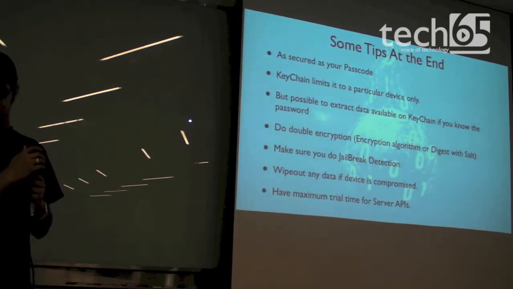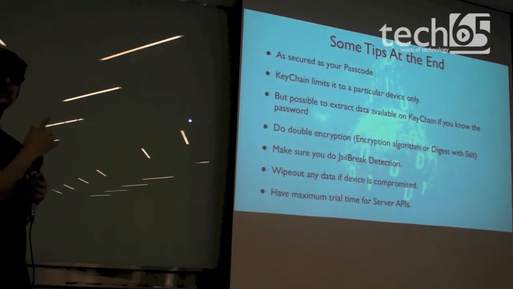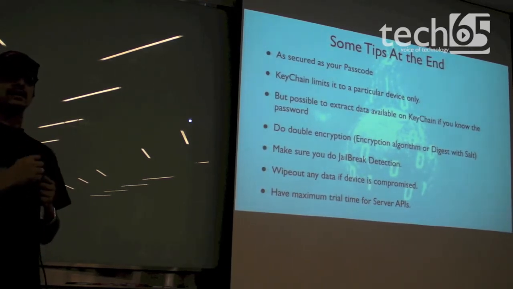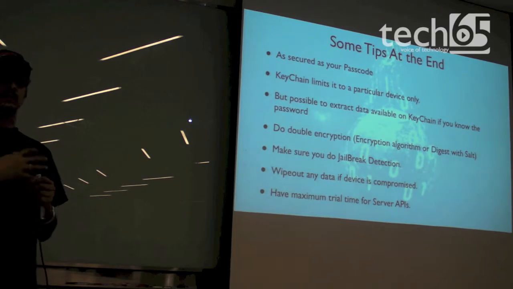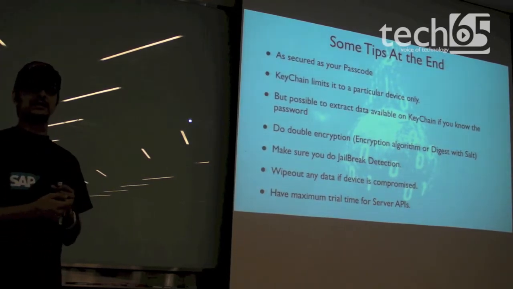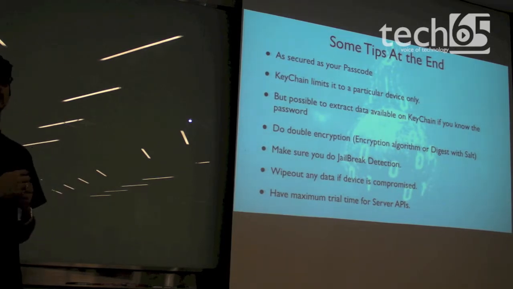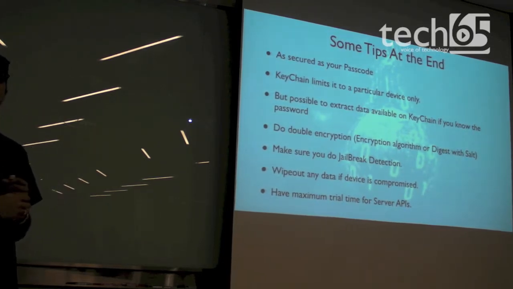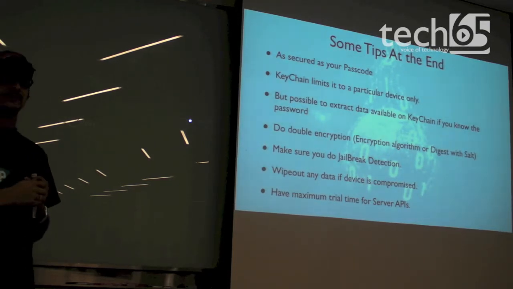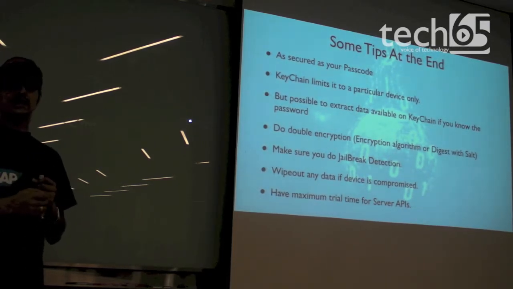Some of the tips at the end: you need to do jailbreak detection in your application. That needs to happen in application didFinishLaunchingWithOptions, so that's the first method that gets called. If your device is compromised, if it's jailbroken and you don't want it to be used by jailbroken users, you need to wipe out any sensitive information that you're storing. That's the first thing you can do.